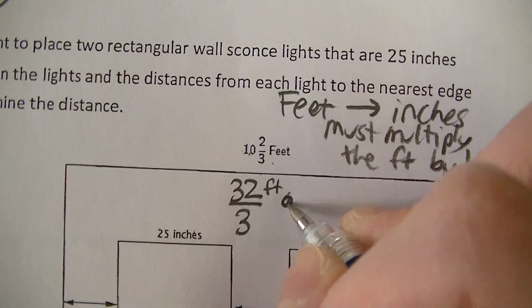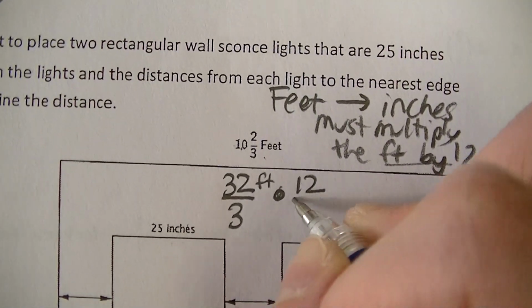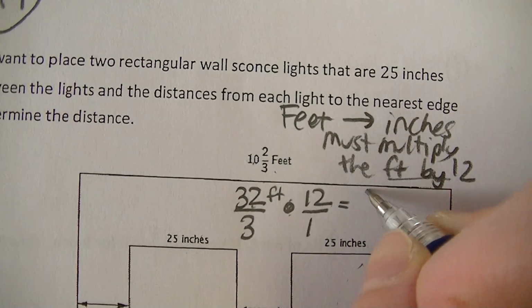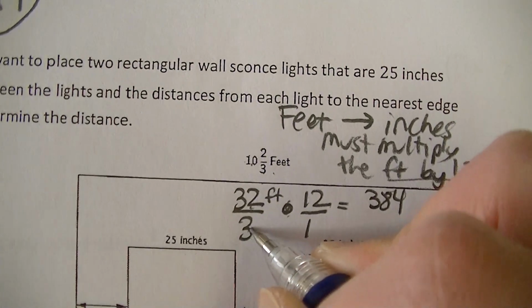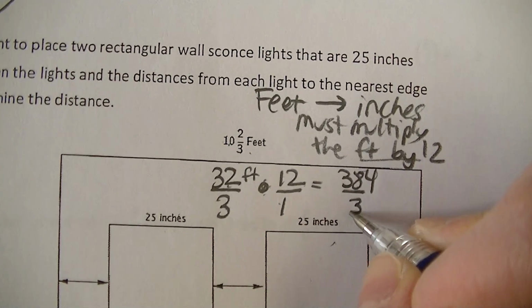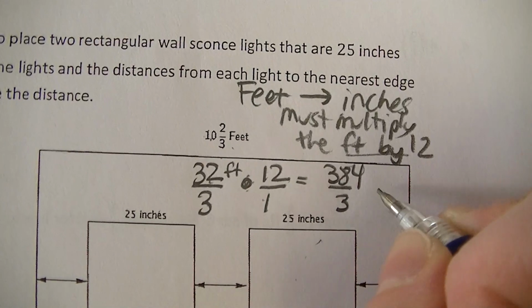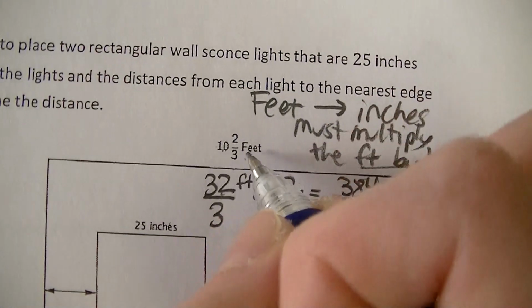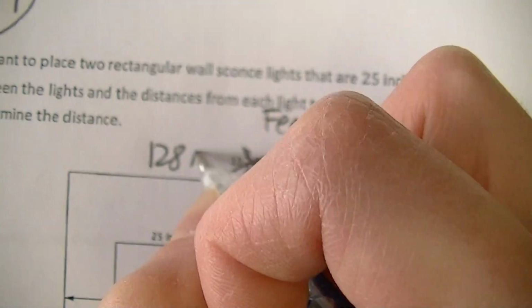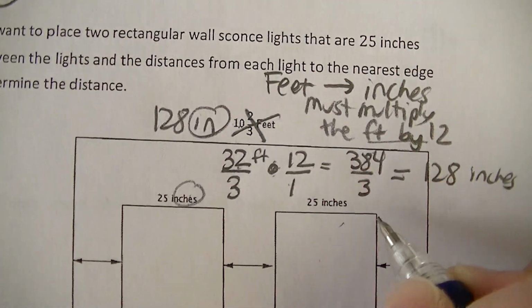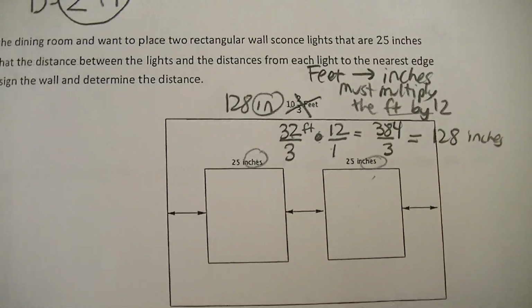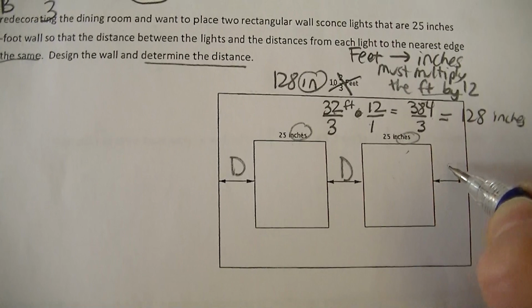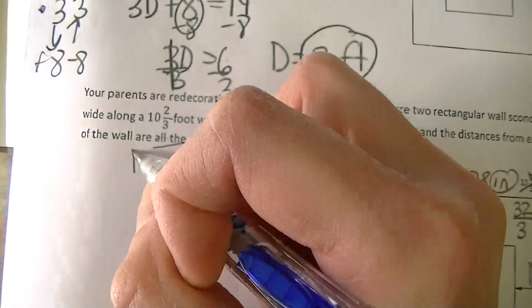Okay? So that's what this right here is, but it's still in feet, and I want to make it in inches. So now I got to multiply it by 12. Okay? So 32 times 12 is 384, and 3 times 1 is 3. And if I went 384 divided by 3, that's actually 128 inches. So this right here is actually 128 inches. Now everything's in inches, and now it's much easier. Okay, and again, they want us to determine that distance right here. And I'm going to use the variable of d, so don't forget to define the variable.